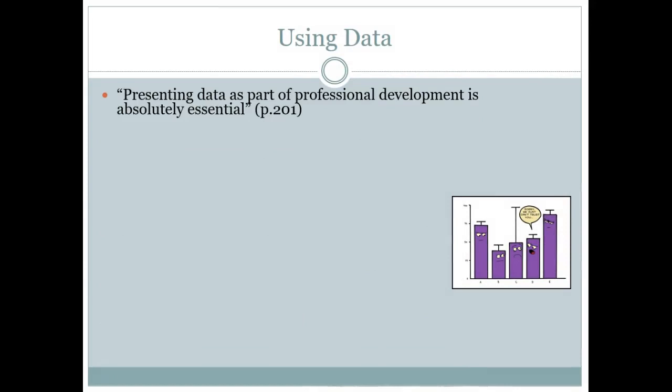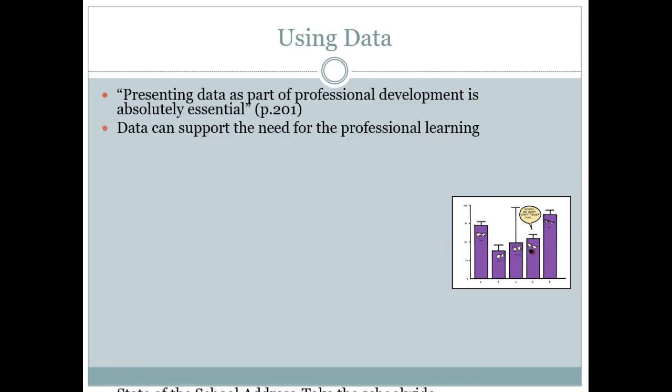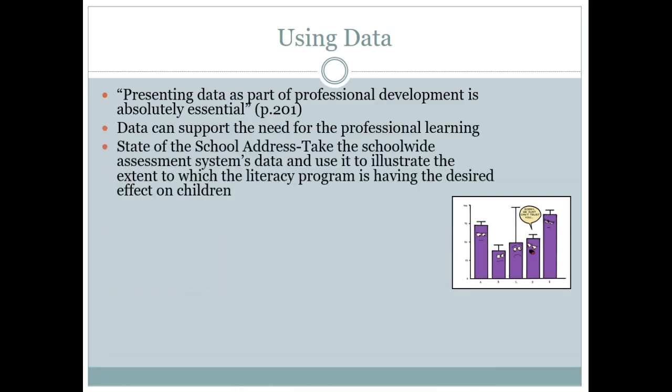All right, next they talk about using data, which we talked about earlier in the course, but presenting data as part of professional development is absolutely essential. It will show teachers the need for the professional learning. They talk about doing a state of the school address, which I always did. I was responsible for the K2 wing. So at the beginning of the school year, I did a state of the school address in December, in March, at the end of the year to close the loop.